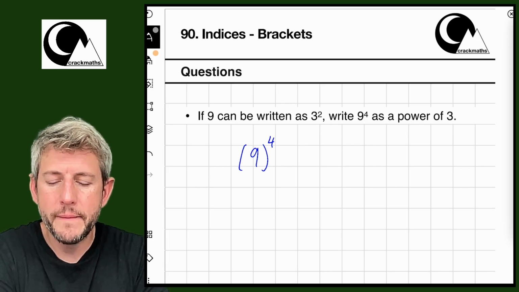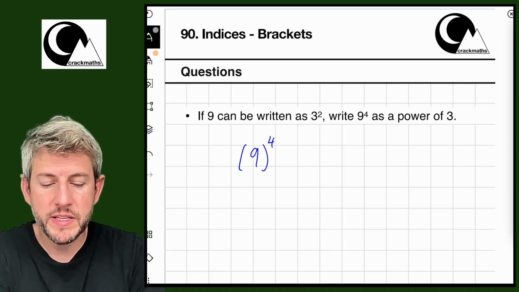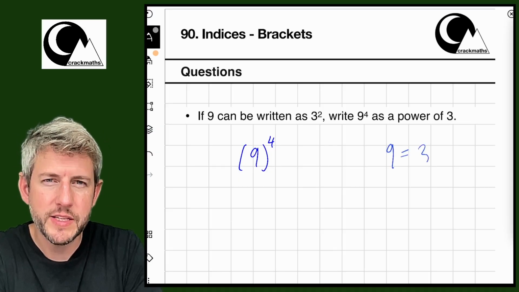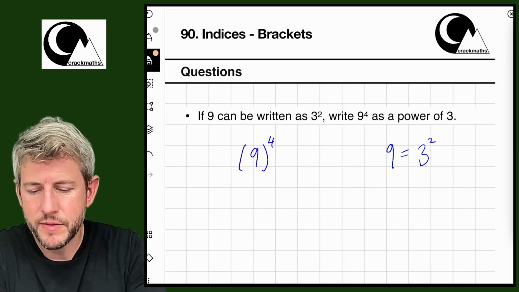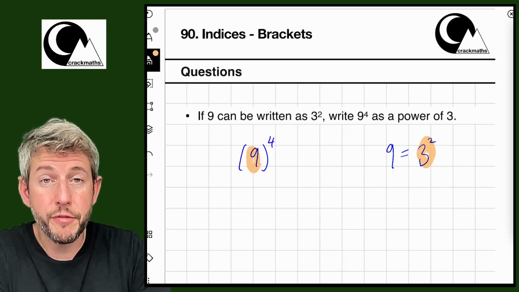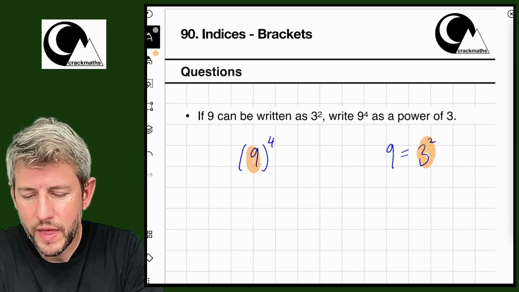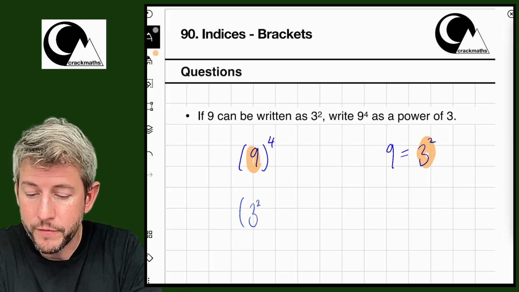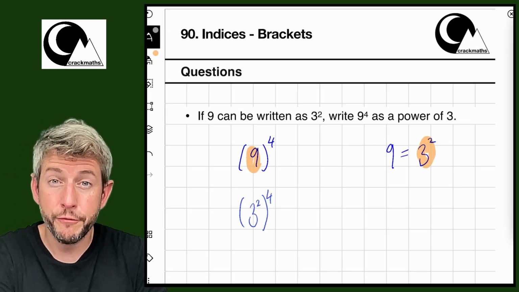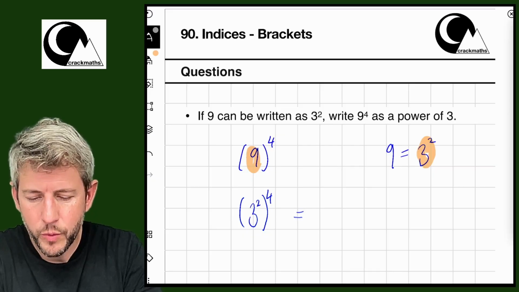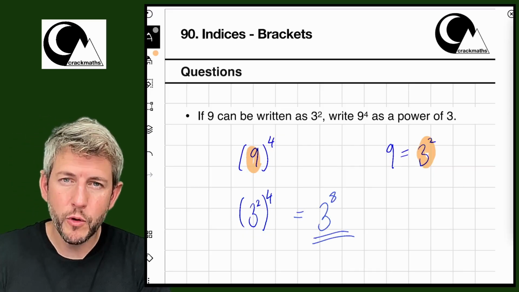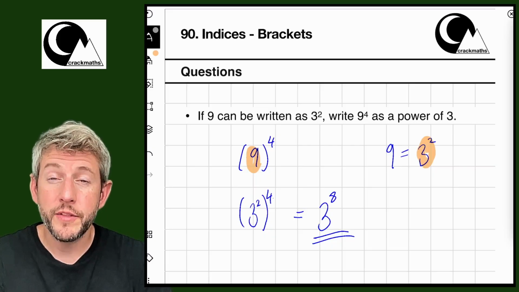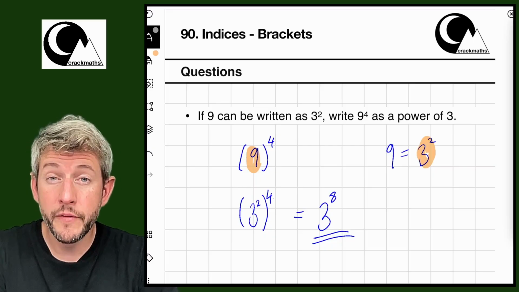Now, we know that 9 can be written as 3 to the power of 2. So we can replace this 9 with 3 to the power of 2. What that's going to give us is 3 to the power of 2, all to the power of 4, and that will equal 3 to the power of 8, using the rule where we multiply their indices together when they're over a bracket like this.